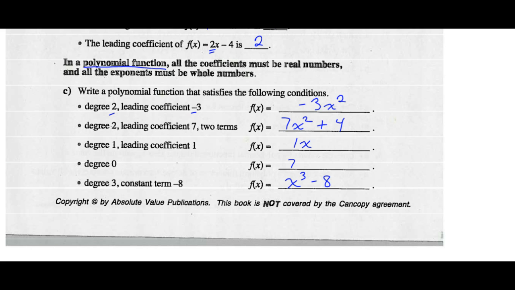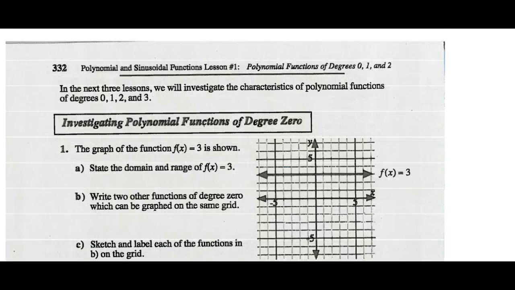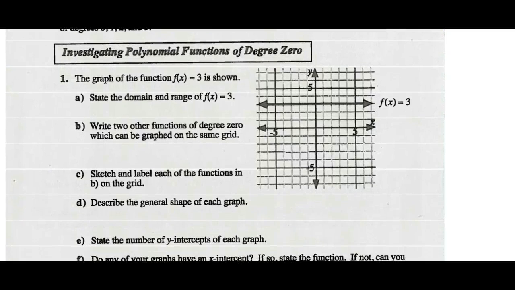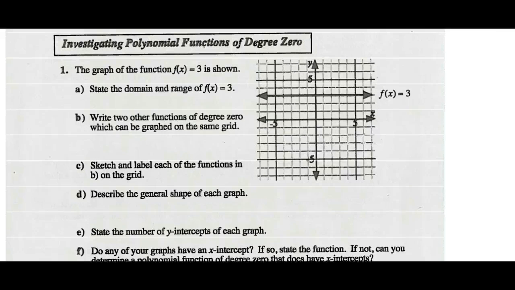If we look at the next page, in the next 3 lessons, we're going to investigate the characteristics of polynomial functions of degree 0, 1, 2, and 3. So let's look at degree 0 polynomial functions. The graph of the function f at x equals 3 is shown. All right, this line right here. It's got an arrow on each end, as all lines should have. State the domain and range of this function.